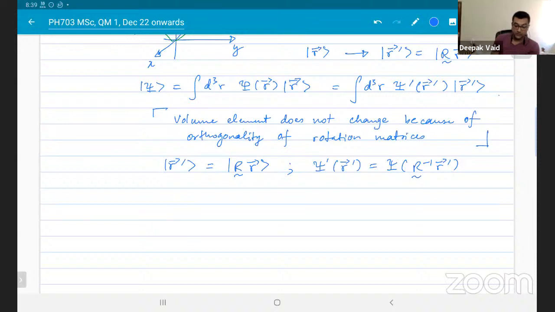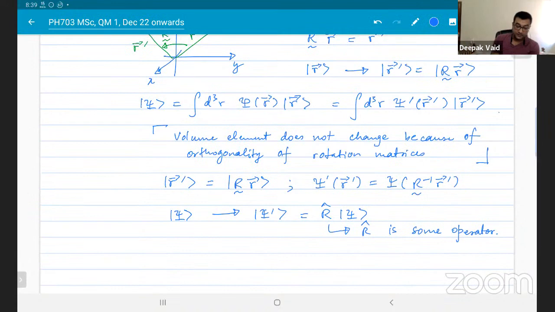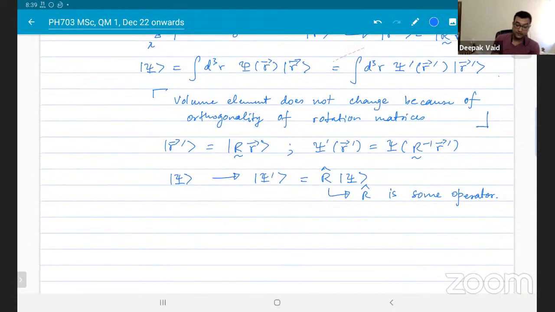Now, what is going on, right? So we have some state psi. Under the effect of the rotation, it should undergo a change. It will undergo some change and it will become a different state, where R is some operator. This operator acts on the old state to give us the new state. So I guess I should not say that the state remains the same.